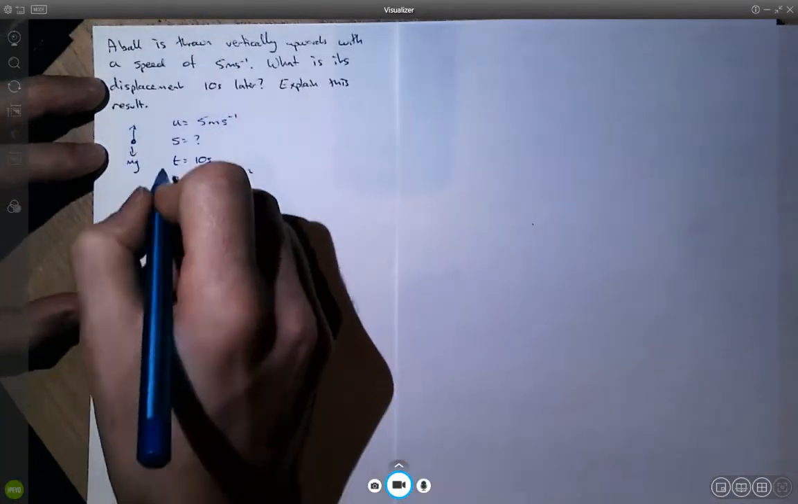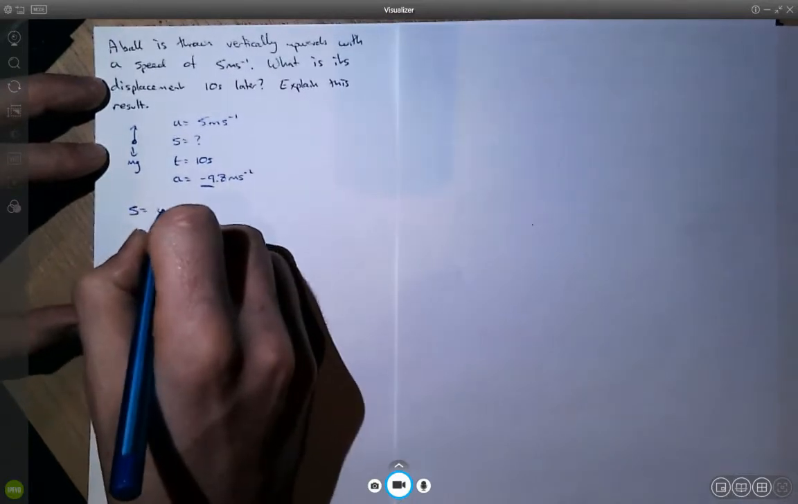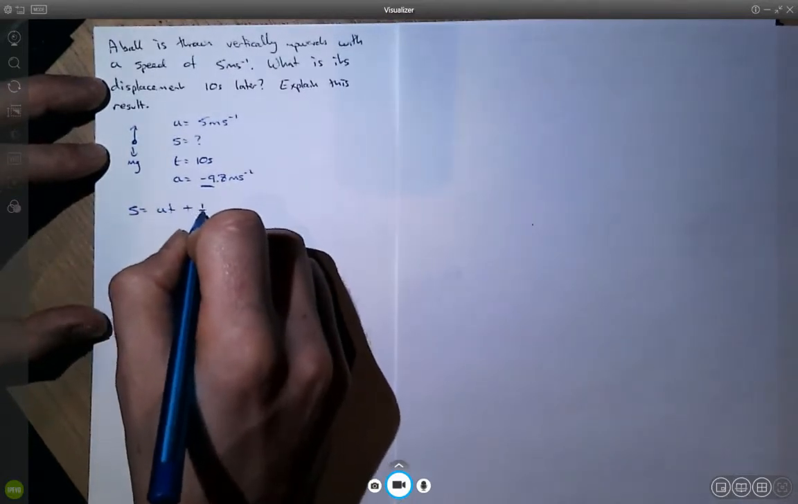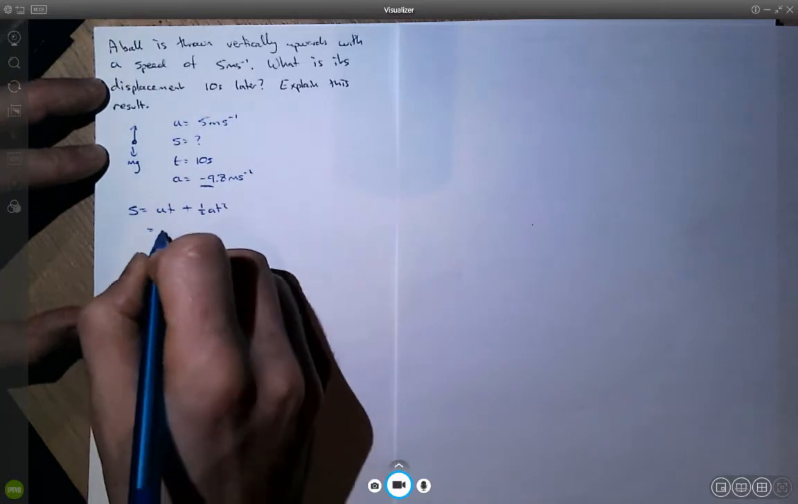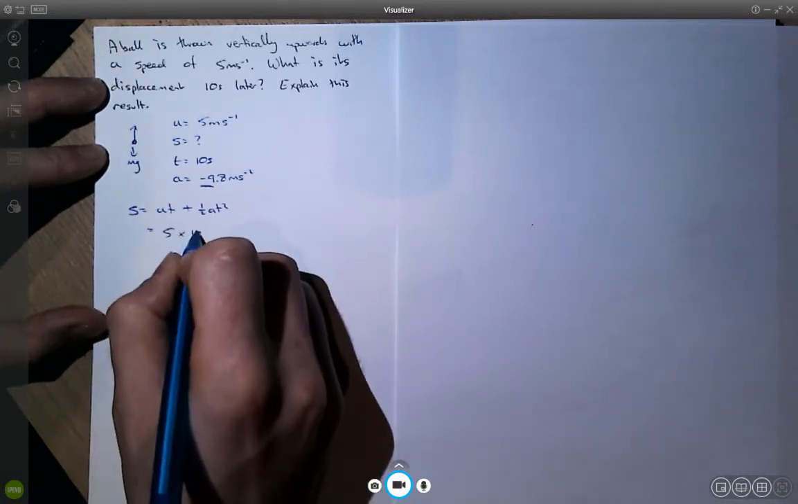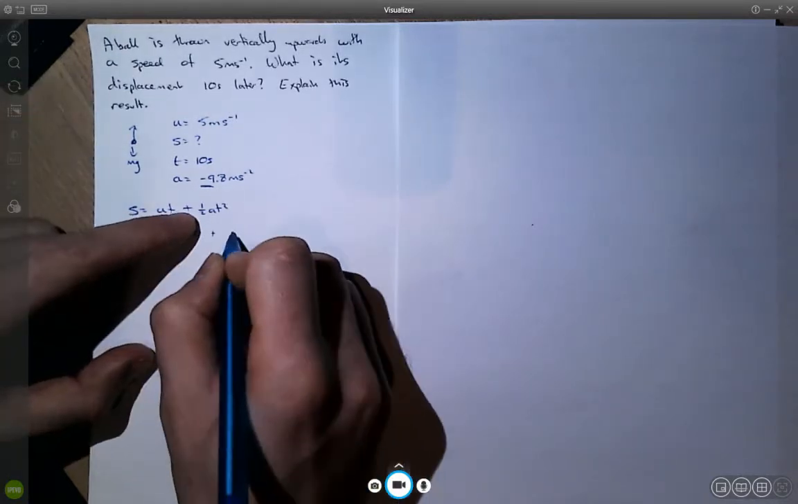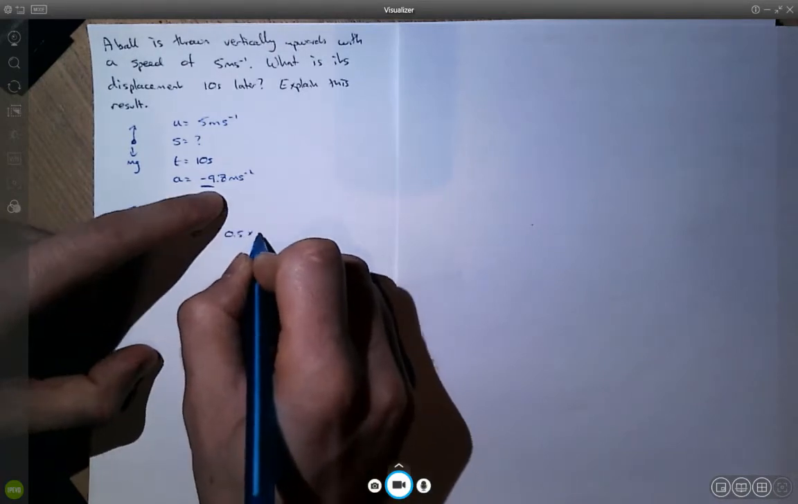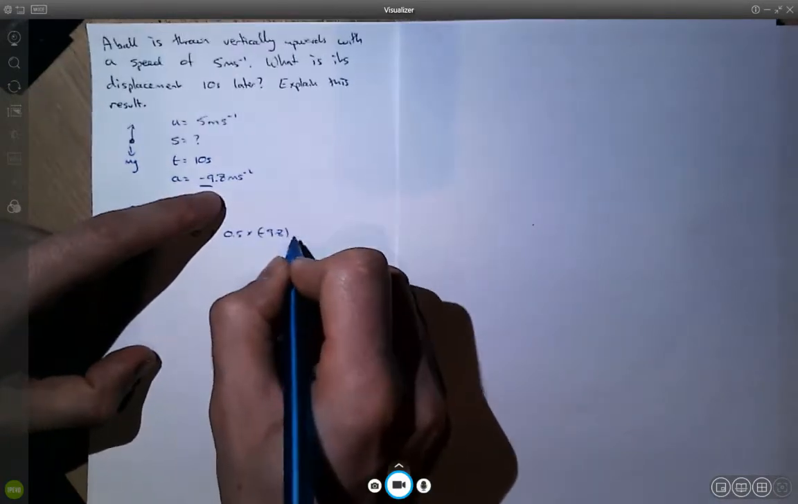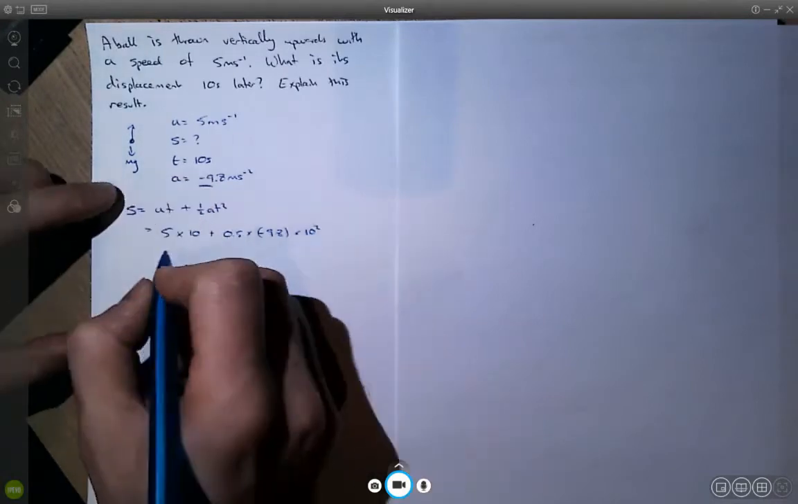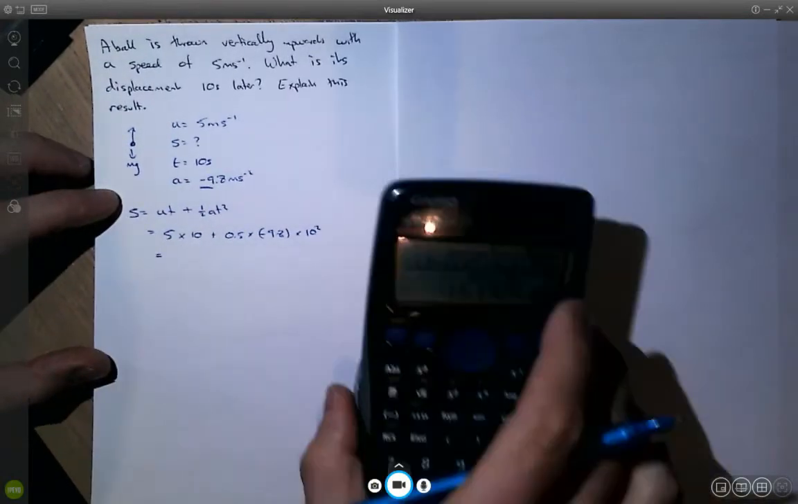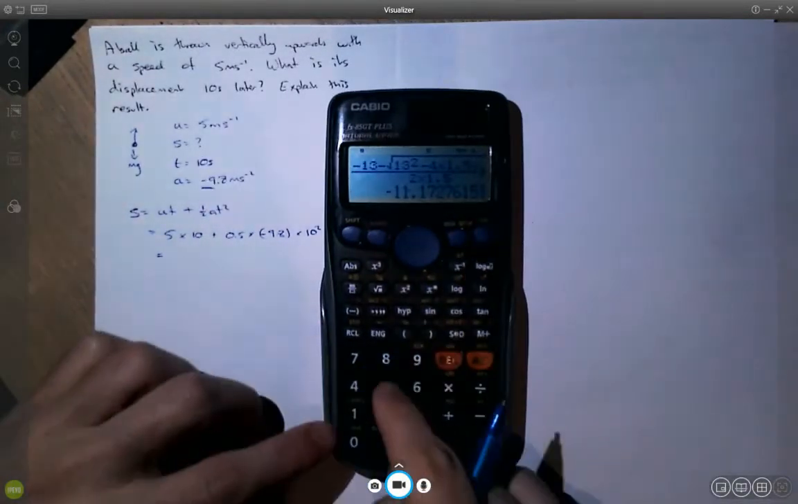So what equation links these things together? S is ut plus half at squared. So now we can plug in our numbers: 5 times 10 plus 0.5 times minus 9.8 times our time squared. So let's put that in our calculator and see what we get.